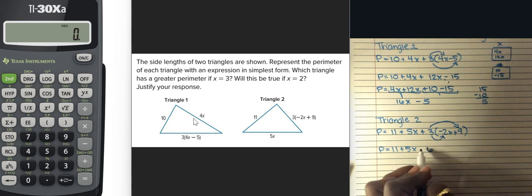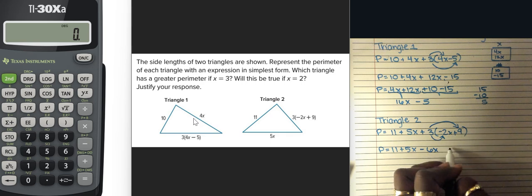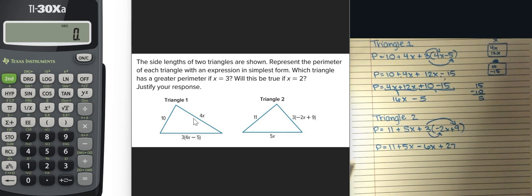I have a positive and a negative. That means this is negative 6x. And then I have 3 and 9. That's 27. And I have a positive and a positive, which means this is going to be plus 27.